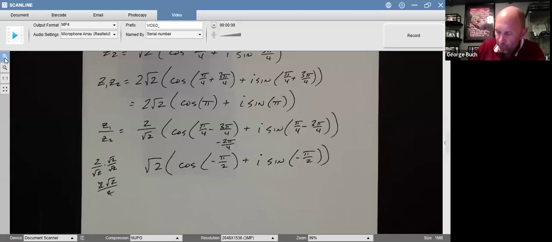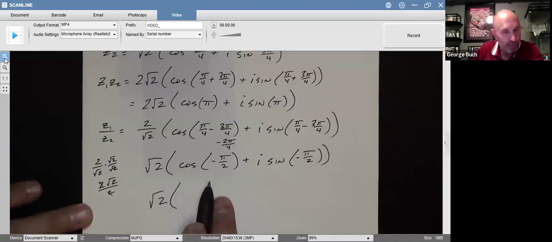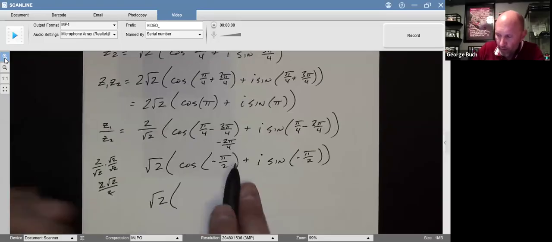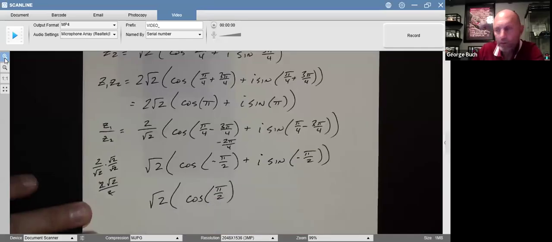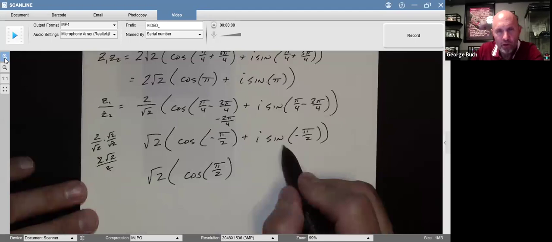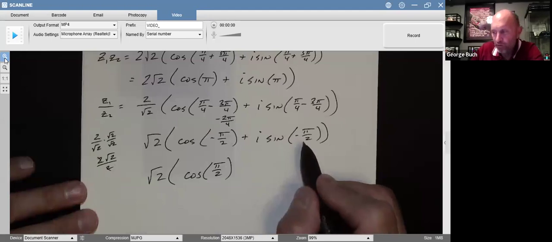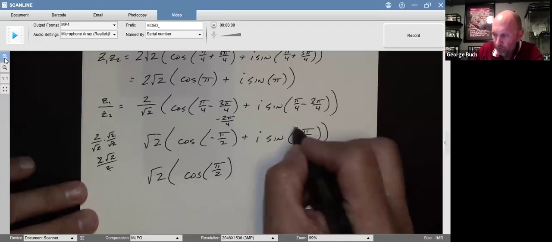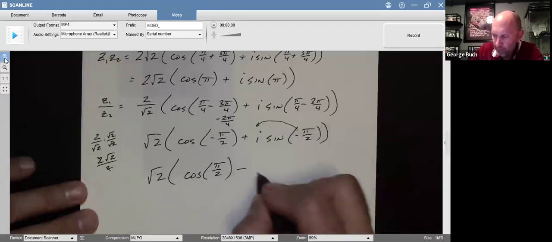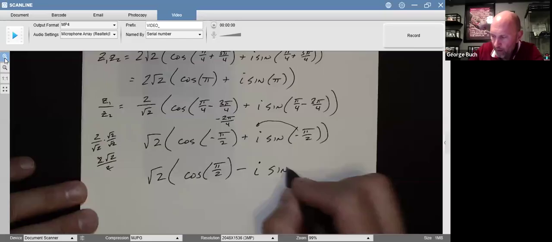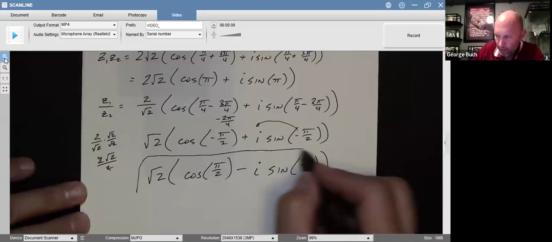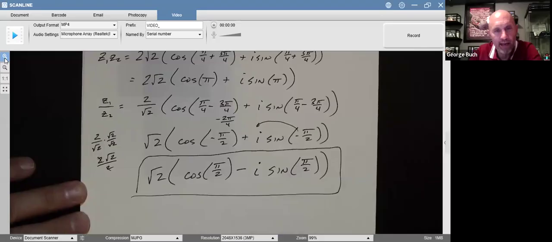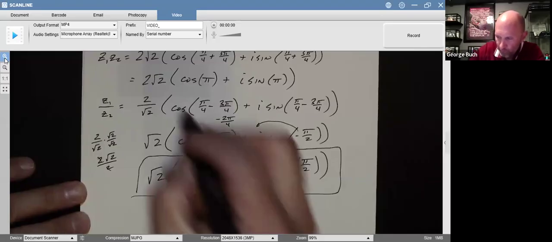So I get root 2 in front. Cosine is an even function. So what happens with an even function? The minus sign goes away. So this is the same thing as cosine of pi over 2. But sine is an odd function. What happens with odd functions? Well, the minus sign comes in front. So this becomes minus I sine of pi over 2. So that is your answer for Z1 divided by Z2. Here was your answer for the product.